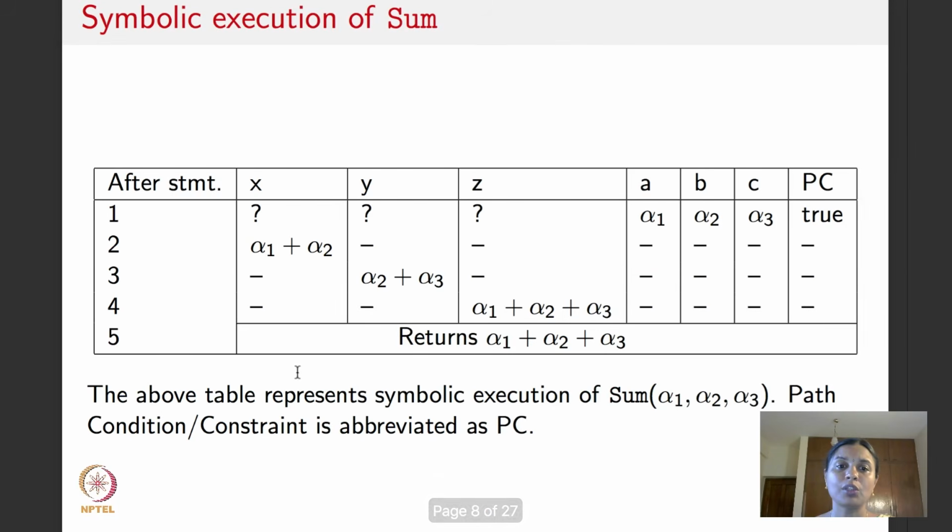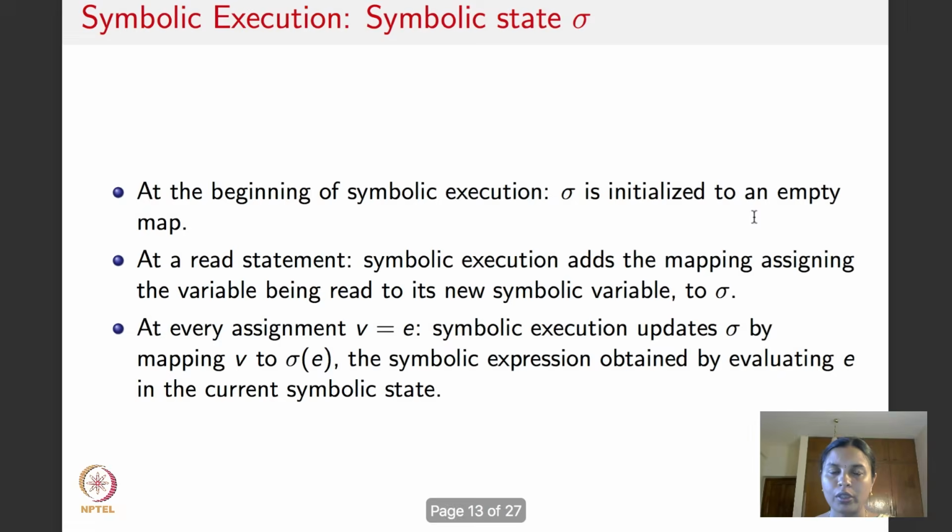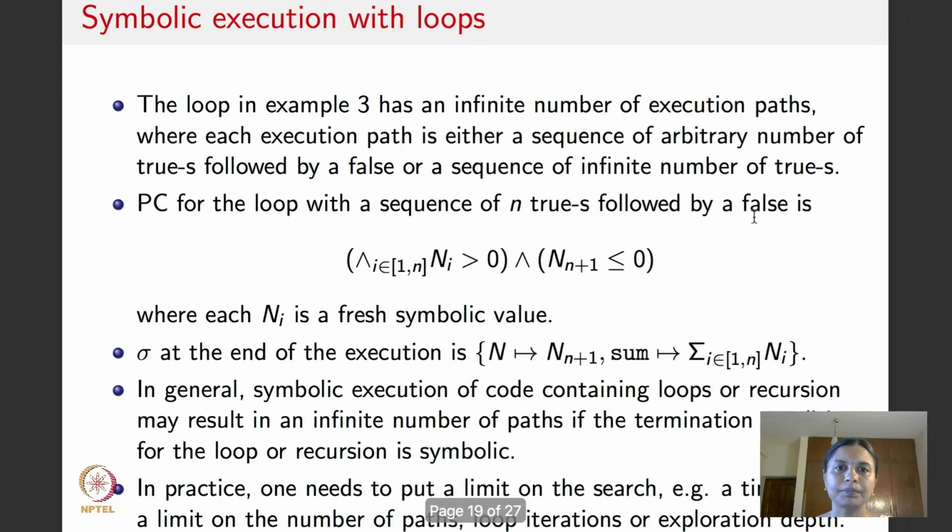After symbolic execution in line number 4, X would be alpha 1 plus alpha 2, a symbolic expression. Y would be alpha 2 plus alpha 3, another symbolic expression. There would be another symbolic expression for Z. The inputs A, B and C would have gotten symbolic values. So now I'll move forward to concolic testing.